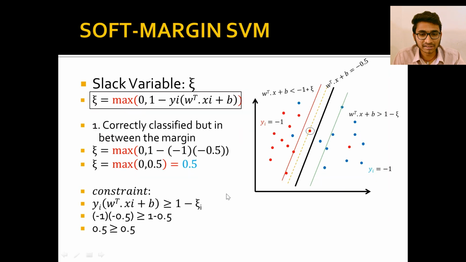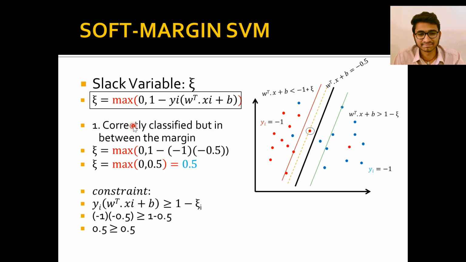Now the literature helps us with the slack variable, and with this slack variable we can clearly understand any point that could satisfy this constraint. This is how the slack variable is defined, guys. Zeta is the maximum of 0 and 1 minus yi, where yi is your label, times w transpose dot xi plus b. This is the equation of the plane, right? The maximum value is your slack variable.